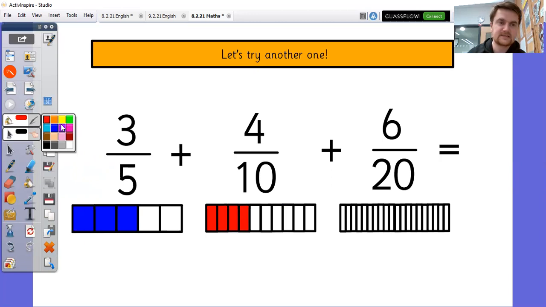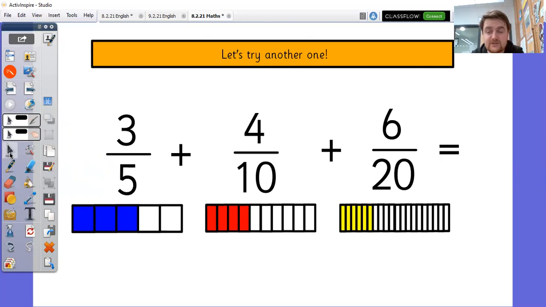And finally, 6 out of the 20. Now, these ones I tend to struggle with because if I don't get the middle, then I end up accidentally changing the outline to yellow instead. 1, 2, 3, 4, 5, 6. There we go. Now we can see that the denominators are not the same.